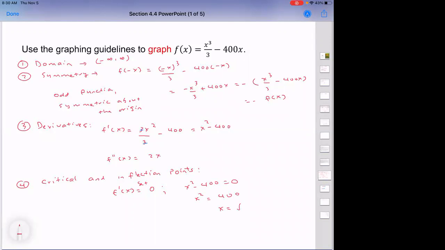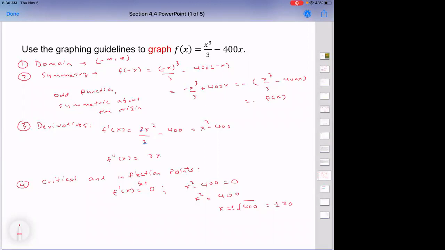Take the square root of 400. Positive and negative 20. Yes, you know what? I was just putting positive, right? And I was hoping for the answer you just gave, which is positive and negative 20. So we have two critical points here.